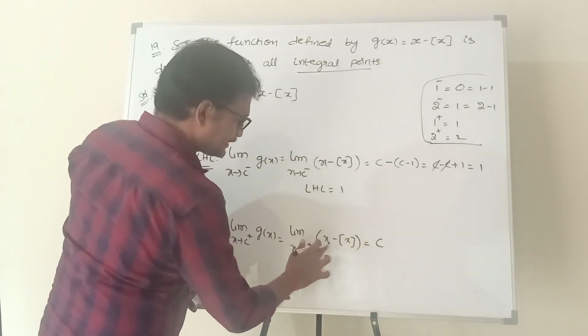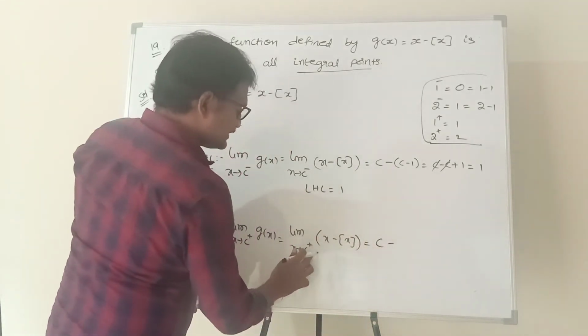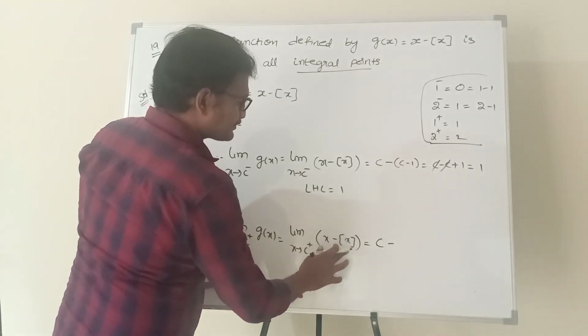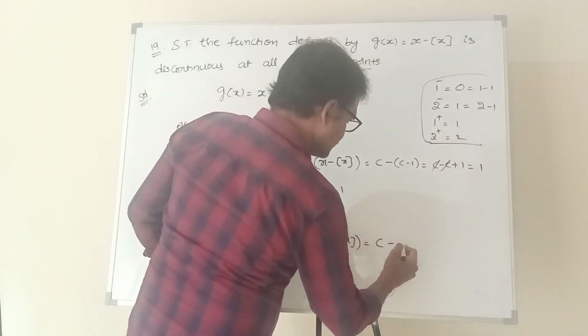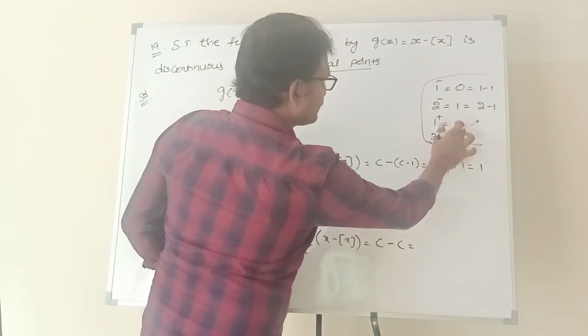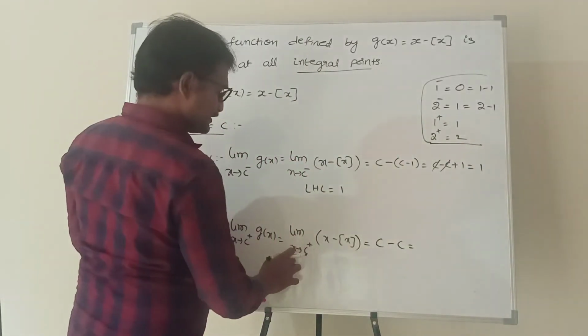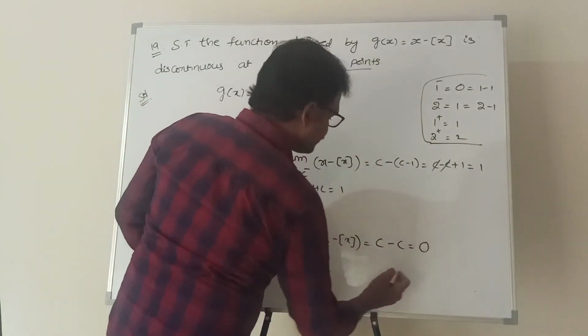So that's why I am writing here directly c minus. What is the c plus value of step x value? C. So this is equal to c. 1 plus value is 1, 2 plus value is 2. Similarly, c plus value is c. C minus c is 0.